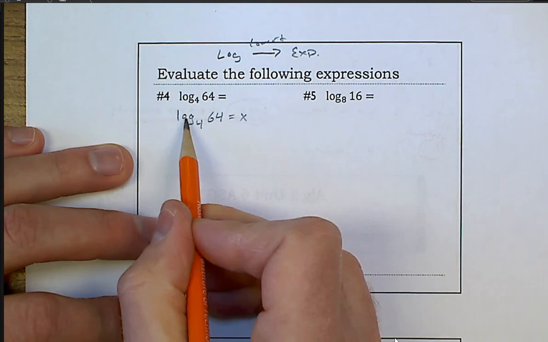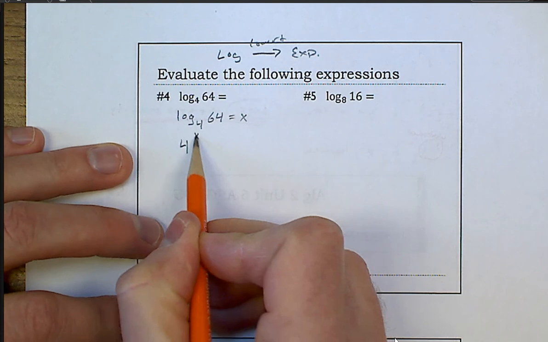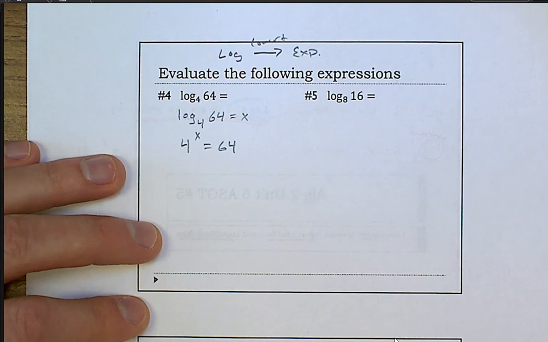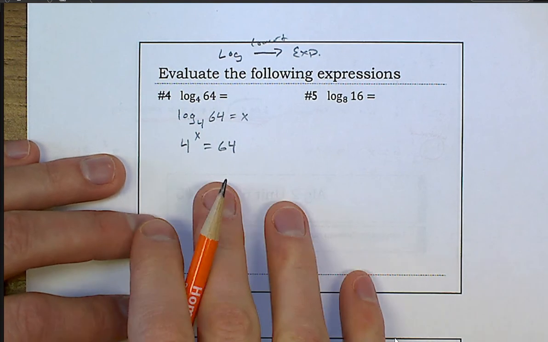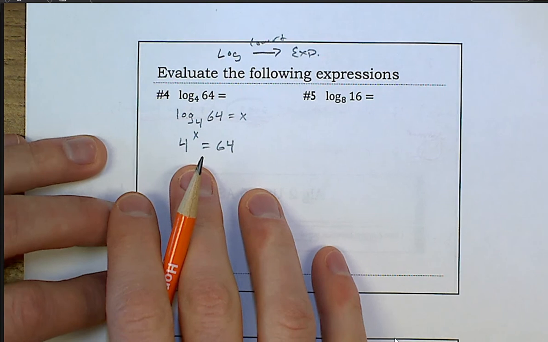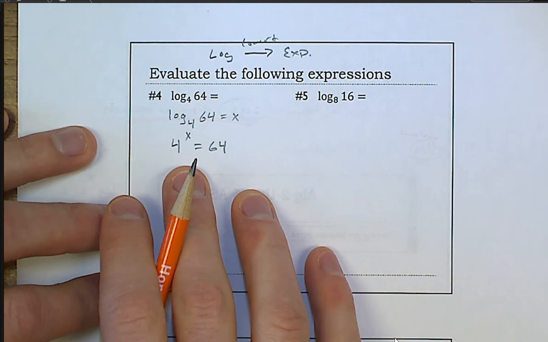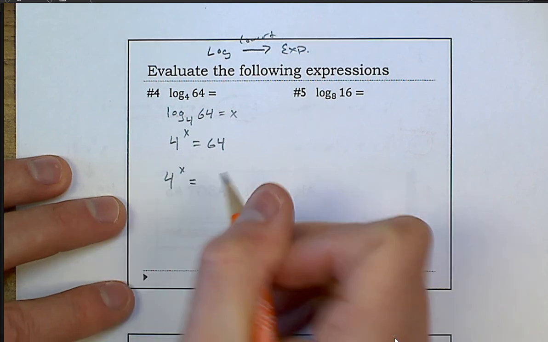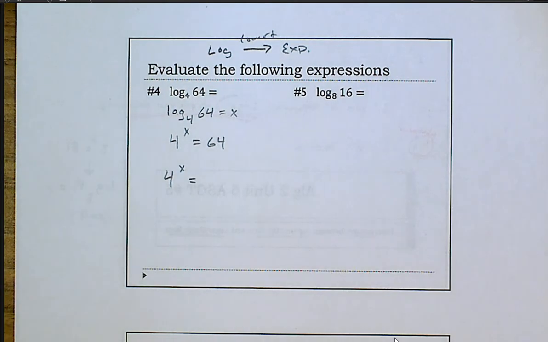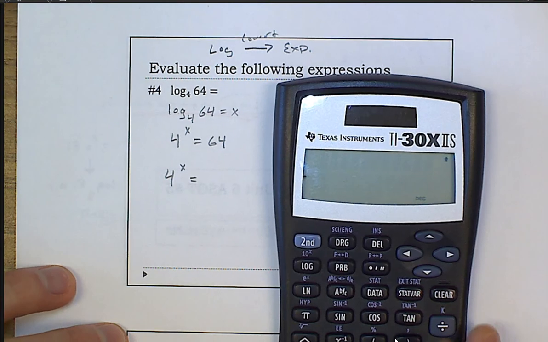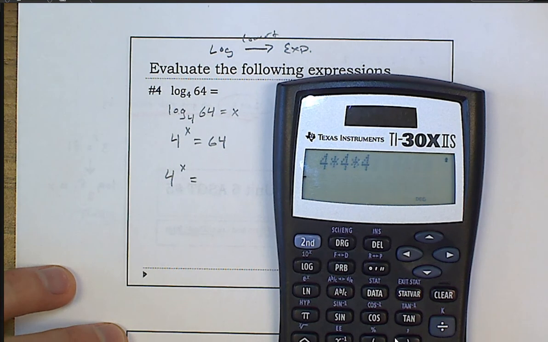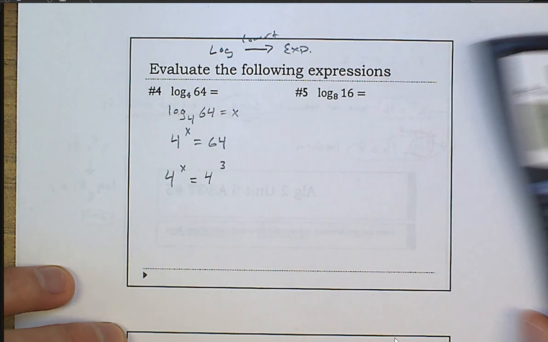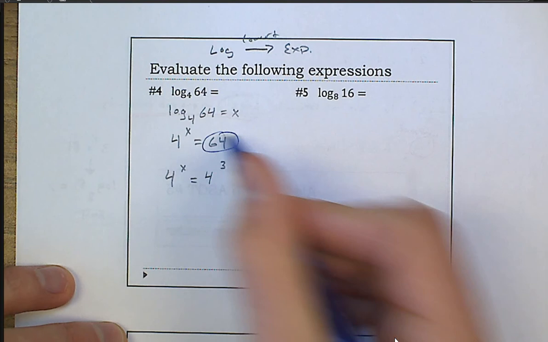What power on 4 gives you 64? Now again, some of you may be able to do this mentally, but let me show you another way, because doing it mentally is great, but you're going to come across some problems where you won't be able to do that. So what I want to do here is rewrite 64 as a power of 4. You can take your calculator out, 4 times 4 times 4, and just try numbers. Oh, it is 64. So I can write this as 4 to the 3rd.